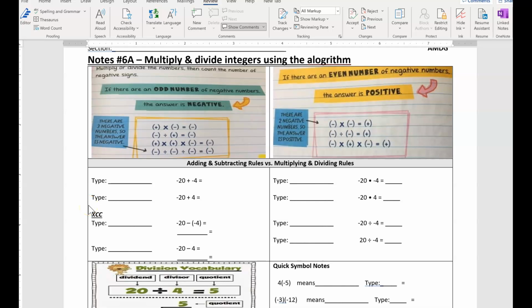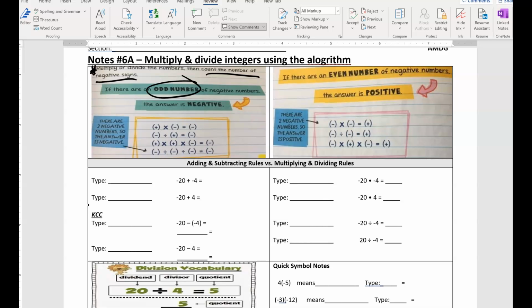You're going to multiply and divide integers using the algorithm. And really, there's no big algorithm here. This is actually going to be easier than when we added and subtracted integers. So, key thing to note, when you multiply or divide the numbers, just do that normally, and then just count the number of negative signs.